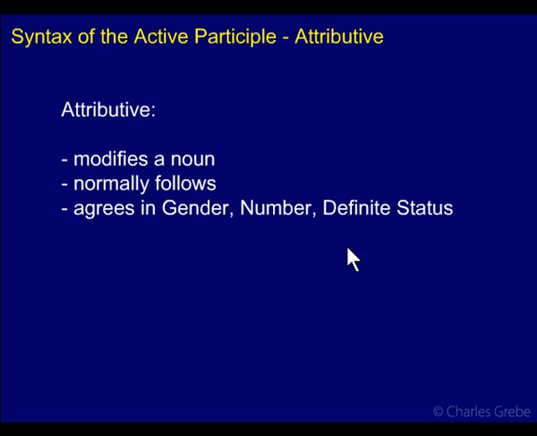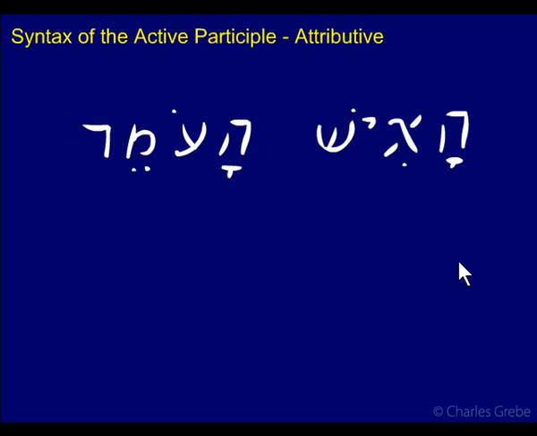Attributive participles, they do three things. They modify a noun, just like the adjective does. They normally follow the noun that they modify, again, just like the adjective, and they agree with that noun in gender, number, and definite status. Again, just like the adjective. So all these three features here are just like the adjective. And remember, it agrees in three ways, right? 1, 2, 3. Important not to forget the definite status. So let's look at an example.